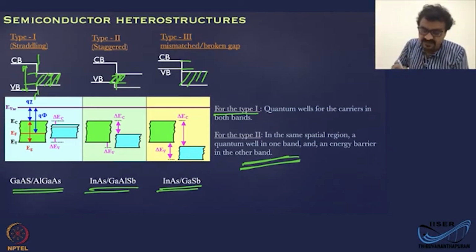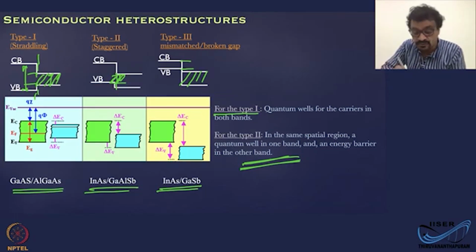And it's easy to see from here, this is a well for this kind of carrier, but wherever it forms the well here, it will be a barrier for the carrier holes. But the converse is also true, because now there is a well here and a barrier here for the electrons if you are going this way.